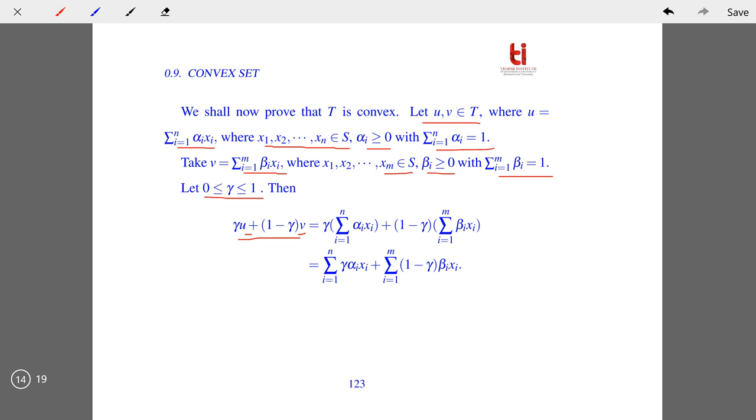This is equal to gamma times the summation of alpha_i x_i plus (1 minus gamma) times the summation of beta_i x_i, which is equal to the summation of i equal to 1 to n of gamma alpha_i x_i plus the summation of i equal to 1 to m of (1 minus gamma) beta_i x_i.